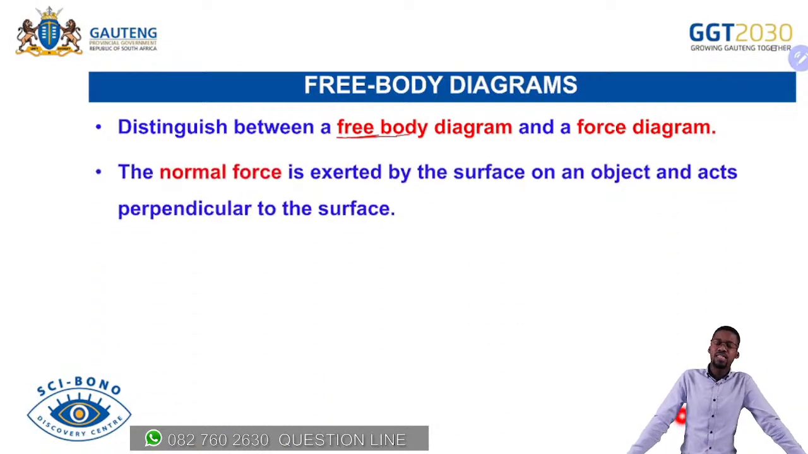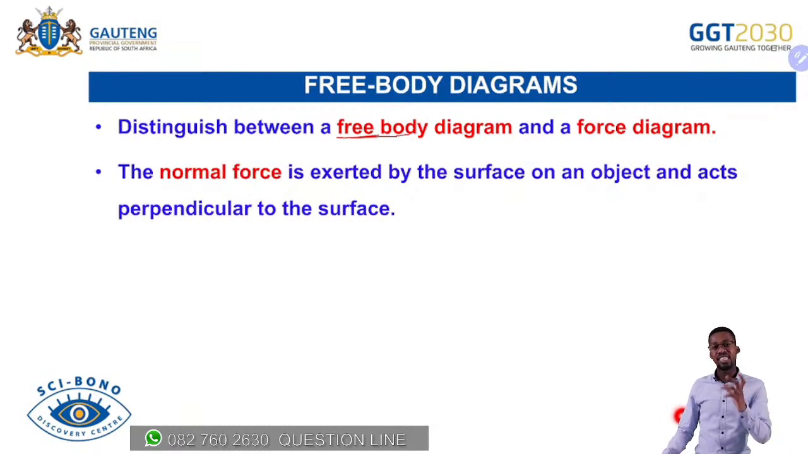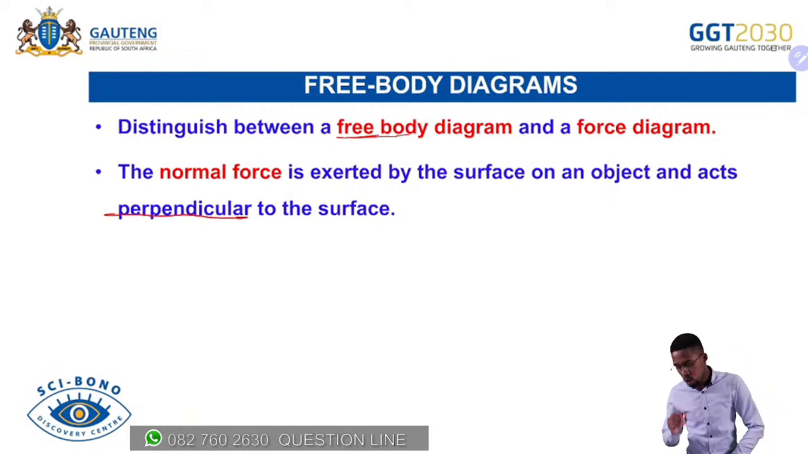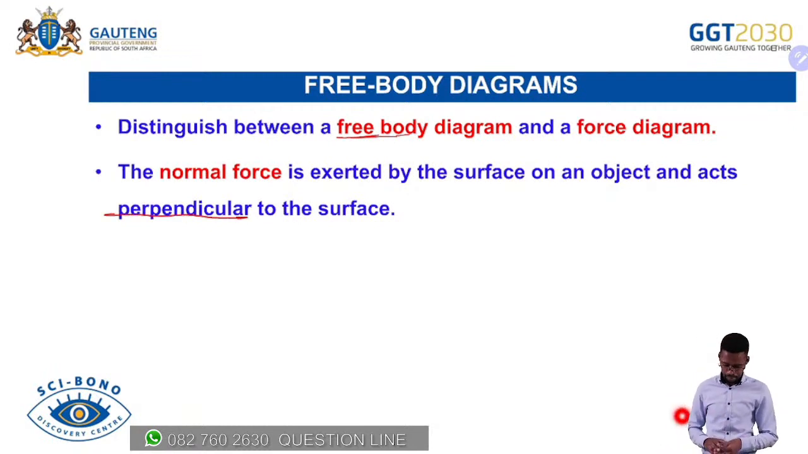So we are always saying that the normal force is always exerted by the surface, according to the definition, and it is perpendicular to the surface. It is exerted on the object by the surface, perpendicular to the surface. So normal force is perpendicular to the surface. I think it is important for us to emphasize that.